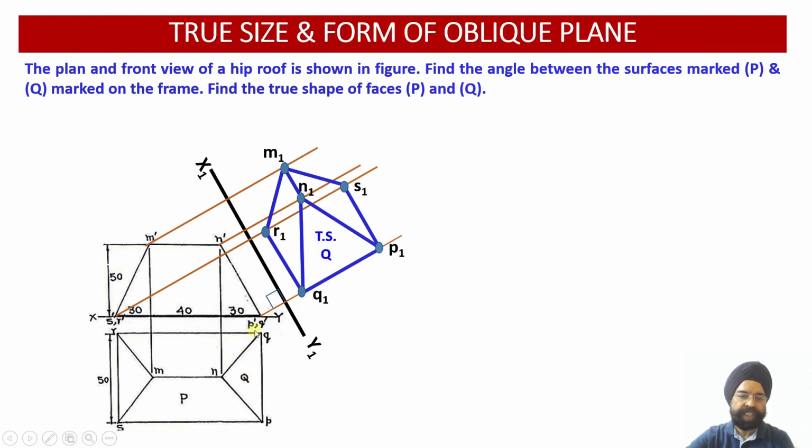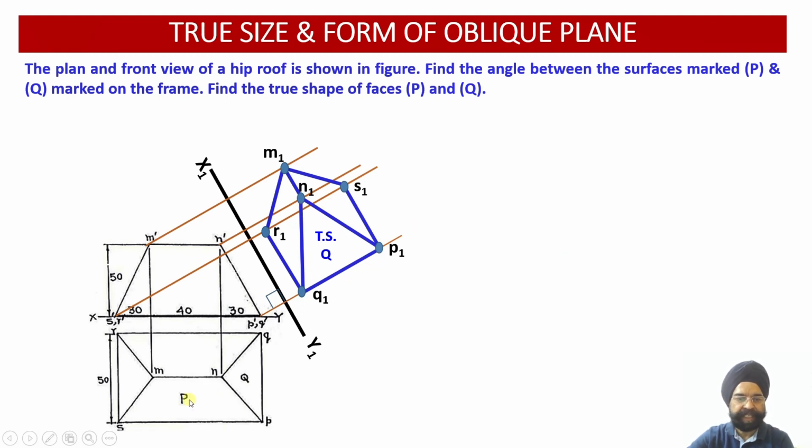Why? Because NPQ was one surface whose edge view was available over here. So since the edge view of NPQ is available, I have gone parallel to this. So in the auxiliary view, I will be able to get the true shape of the surface Q. So one part of this question is done.